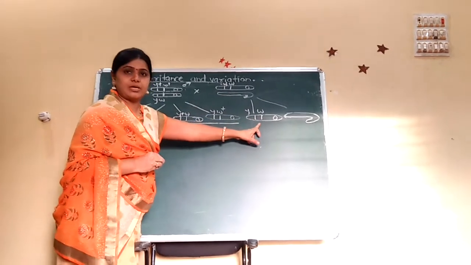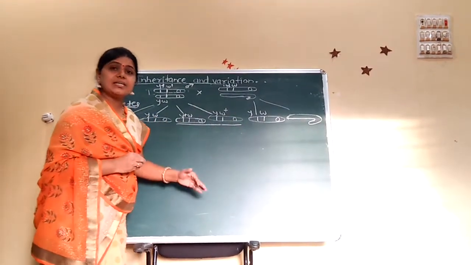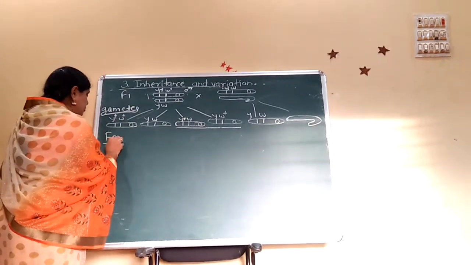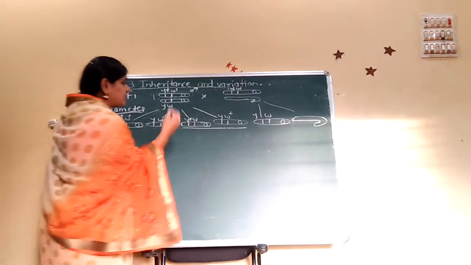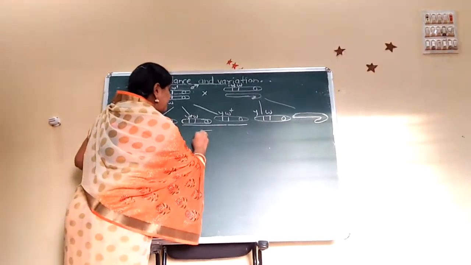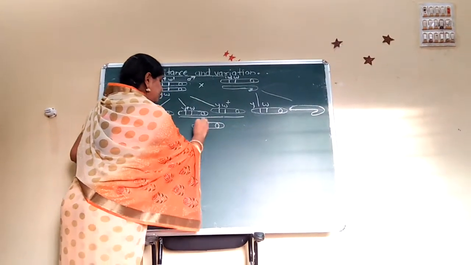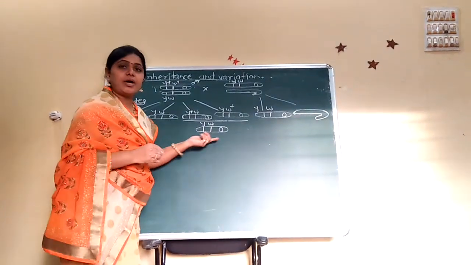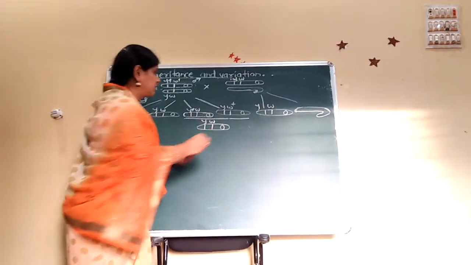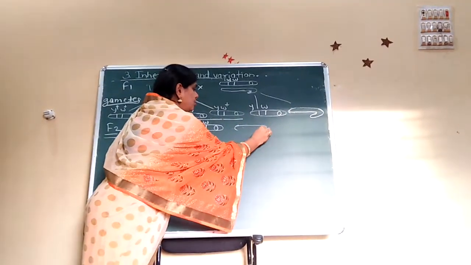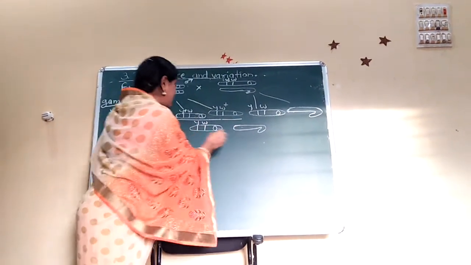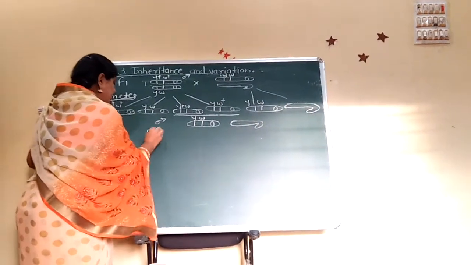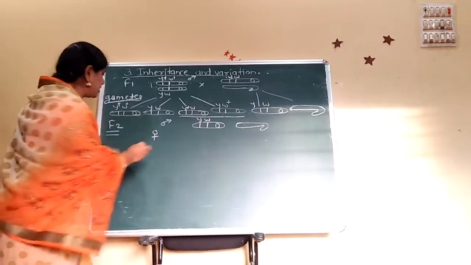So four types of gametes are formed from the female, and two types of gametes are formed from the male. When these gametes are fused with each other, the F2 generation will be produced here. The male, that is two gametes, we know here yellow and white body. Male shows two gametes and female shows four types of gametes.